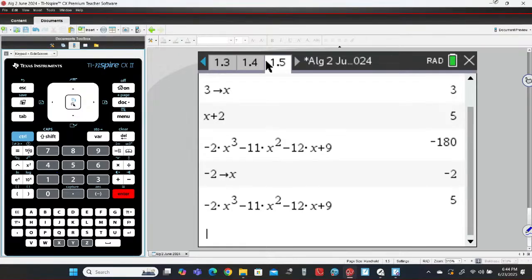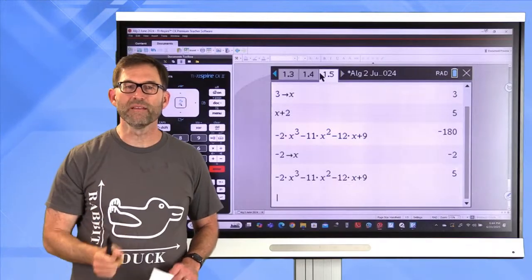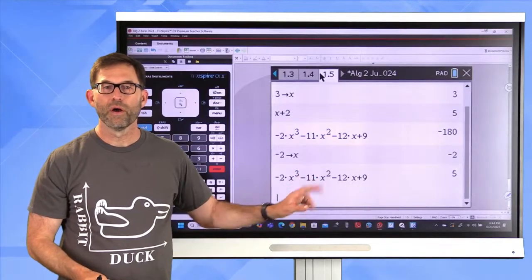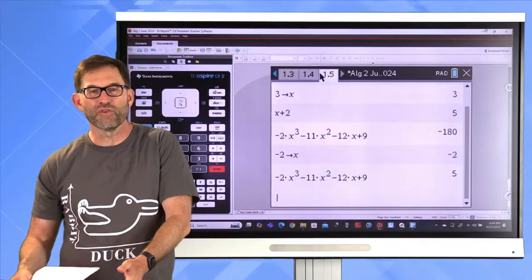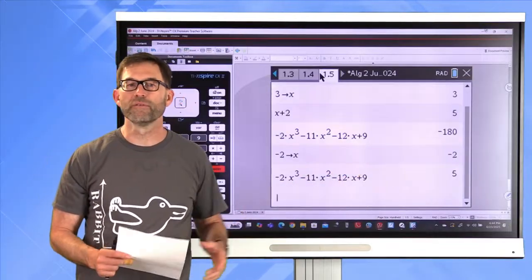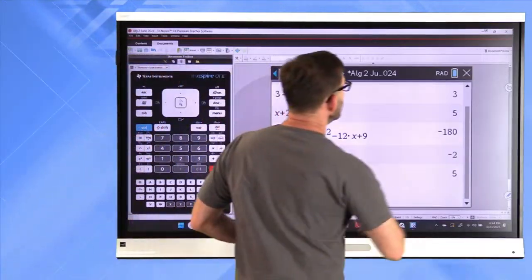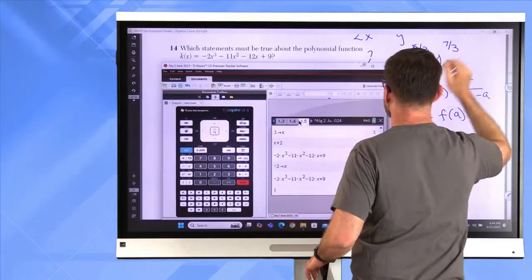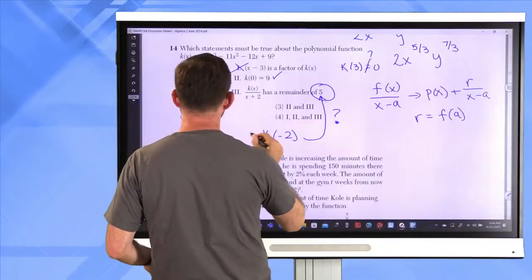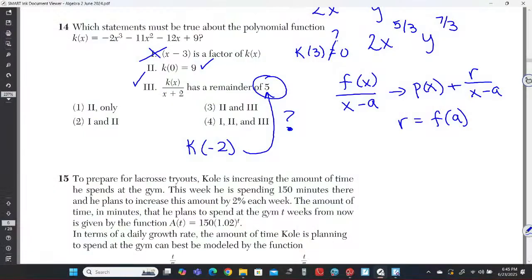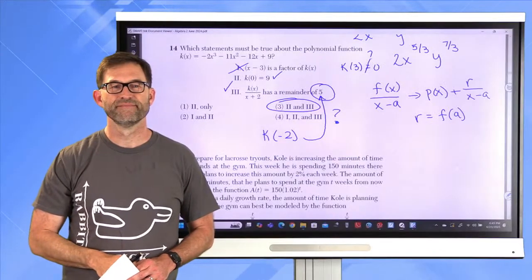And I get 5. And that means that this polynomial, when divided by x plus 2, i.e. x minus negative 2, will have a remainder of 5. All right? Known as the remainder theorem. You probably spent all of one period on it, but it takes up 2 multiple choice questions. So that's also true. So choices 2 and 3 are correct.